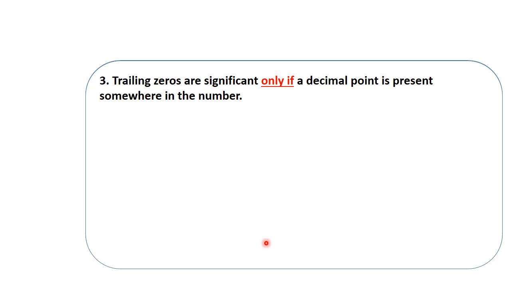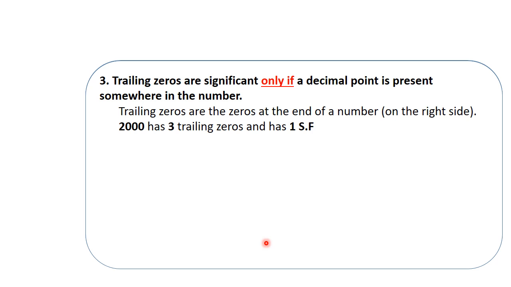The third rule is trailing zeros are significant only if a decimal point is present somewhere in the number. So trailing zeros are just the opposite of leading zeros. These are zeros behind the number, or on the right hand side of the number. So these zeros are significant only if the number has a decimal point somewhere. So this is the definition of trailing zeros, which are zeros at the end of a number on the right hand side.